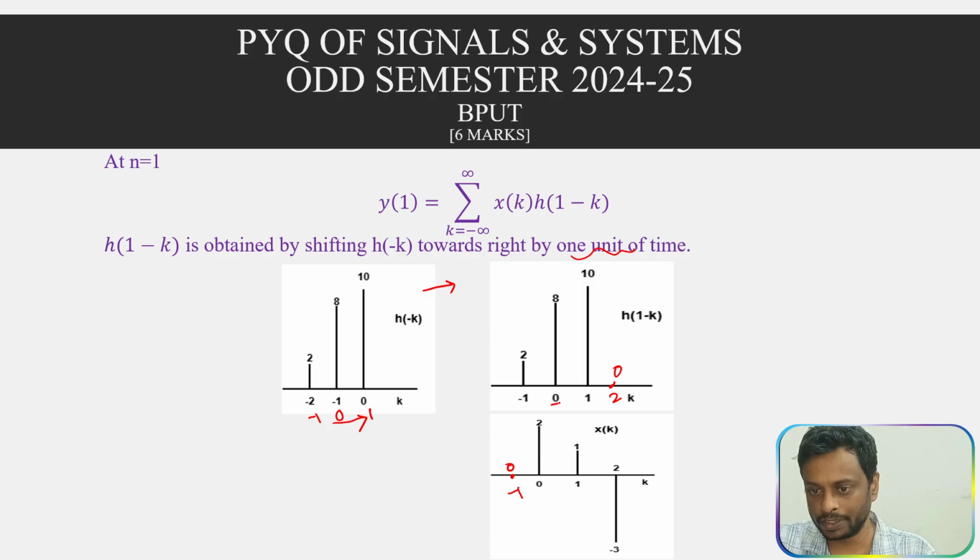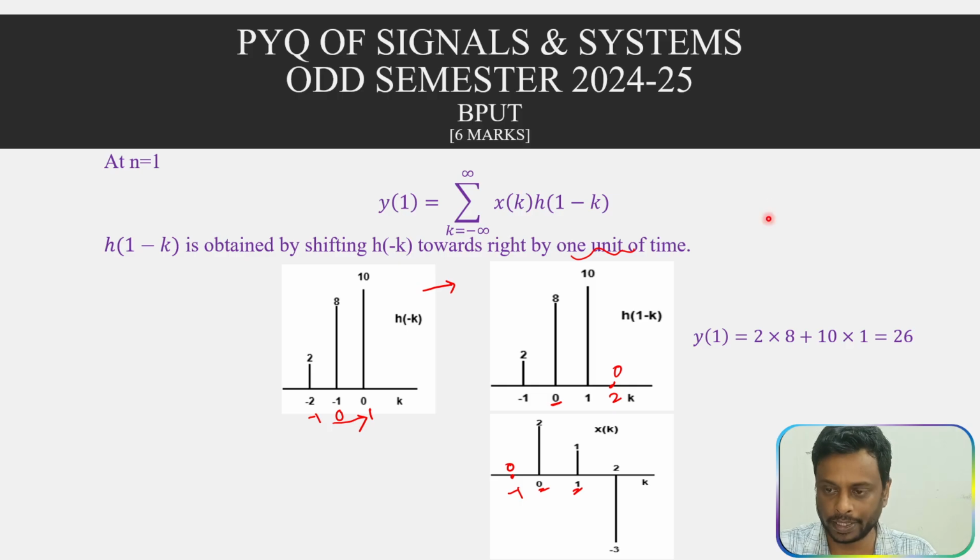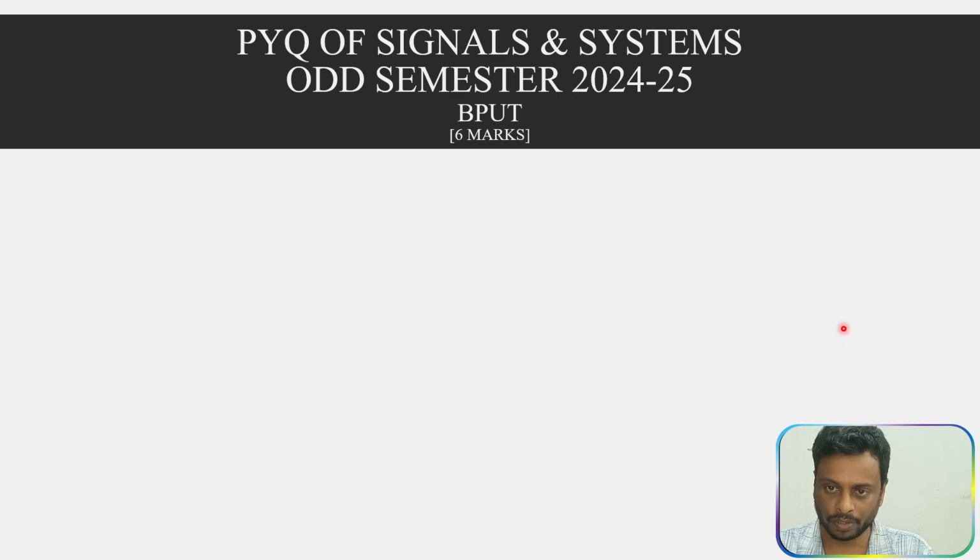So the only common points are at 0 and 1. So it will be 8 into 2 plus 10 into 1. So it will be 26. Okay, so let us find out the value of y of 2.